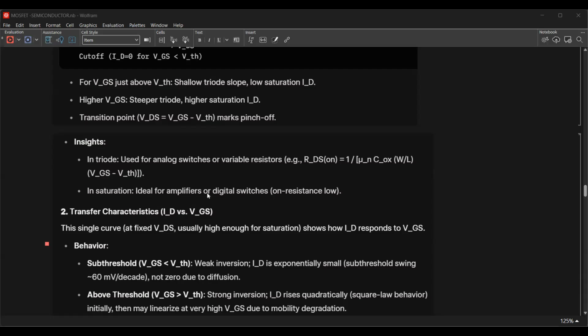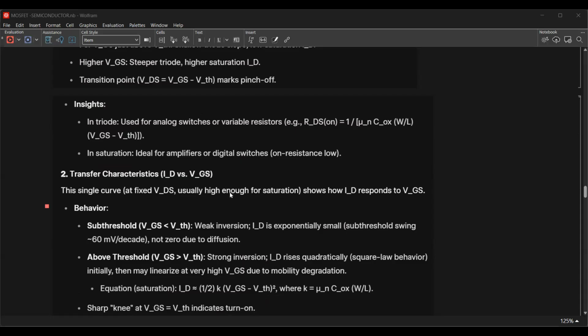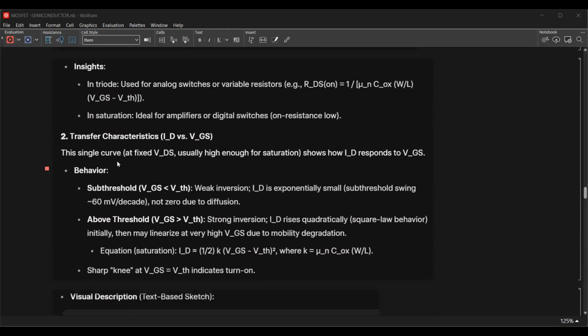In saturation, it is ideal for amplifiers or digital switches, with low on resistance. So the transfer characteristics: ID versus VGS. This single curve at fixed VDS, usually high enough for saturation, shows how ID responds to VGS. We have the relation between drain current and the gate source voltage. So we have the behavior here.